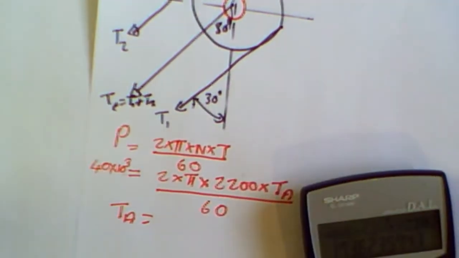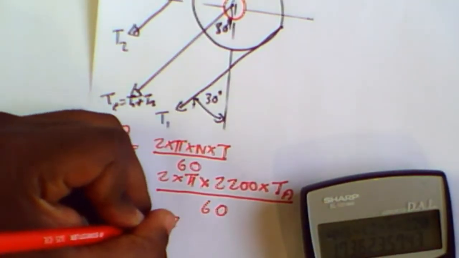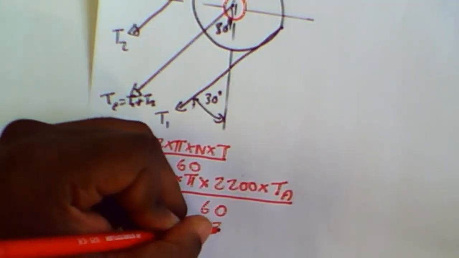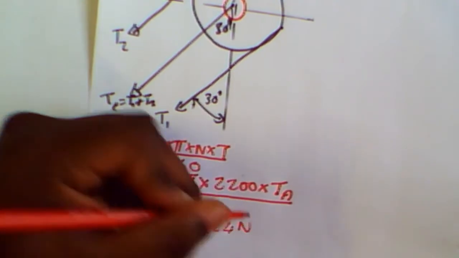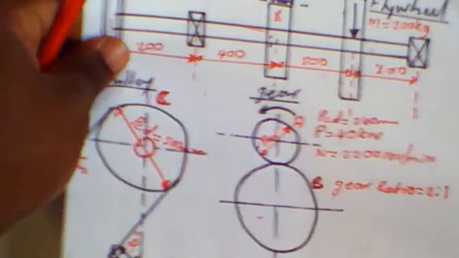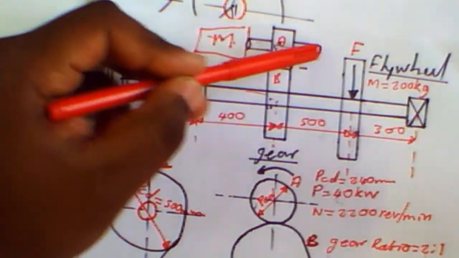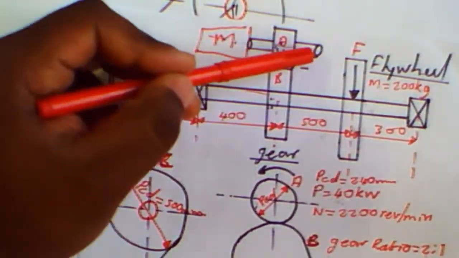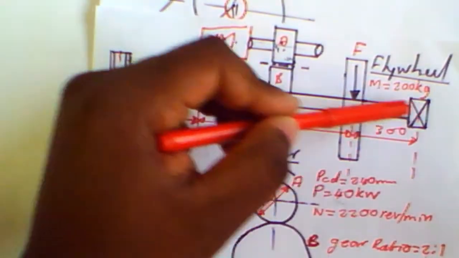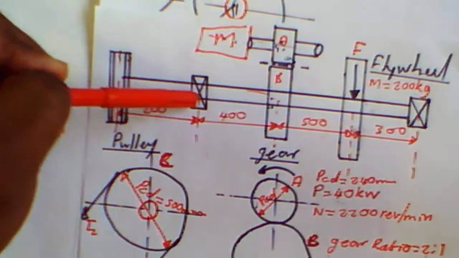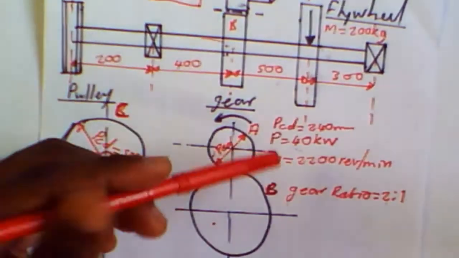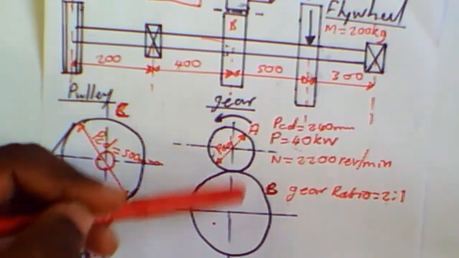Alright, so we get a torque of 173,624 Newton. But this is the torque on the shaft, which is fitted to my motor, which is driving gear A. I'm looking for the torque here, not there, here. So, I was given the gear ratio between these two gears.